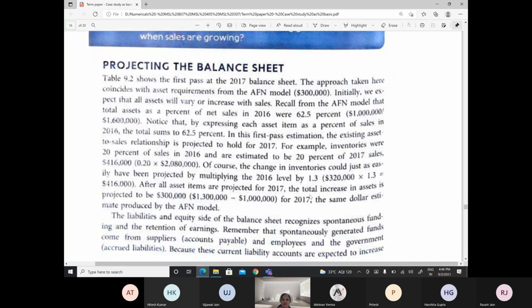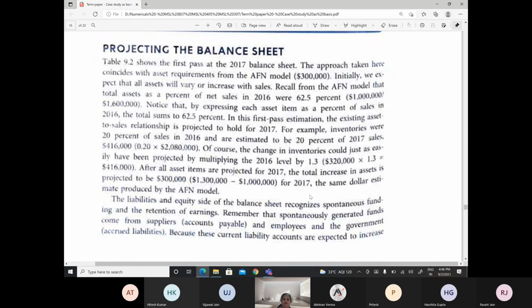Now, after we have projected the income statement, we can look at projecting the balance sheet. So how do we do that? Table 9.2 shows the first pass at the 2017 balance sheet. The approach taken here coincides with the asset requirements from the AFN model. That is, we need 300,000 more of assets. Initially, we expect that all assets will vary or increase with sales.